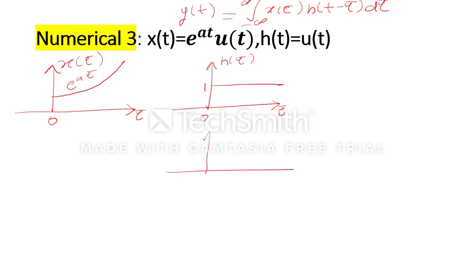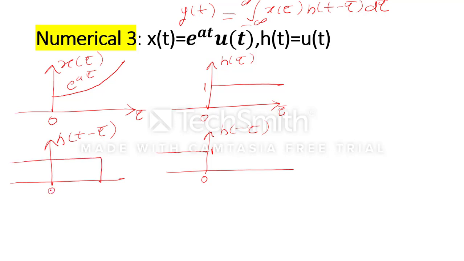Now h(minus tau) will be the mirror image. 0, 1 magnitude will come here. Now because we have to take h(t minus tau), we are going to take t as a positive value, because at the left side there will be no overlapping area. So my signal will shift towards this side. Suppose it is 0 to t. Here t is somewhere coming. Now when we find the convolution between these two signals, the formula will be y(t) is equal to, limit is 0 to t only.